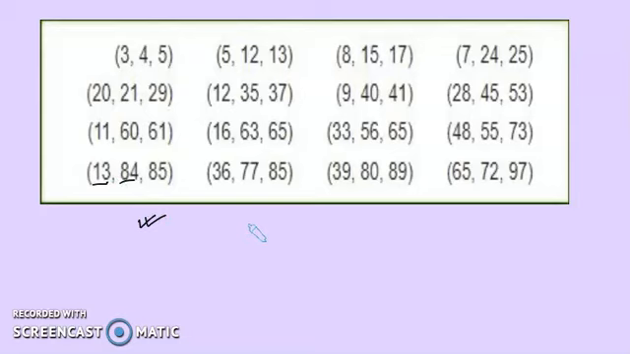Suppose you have a right angle triangle whose one side is 13, other side is 84, and third side will be 85, and this will be a right angle triangle, because these are Pythagorean triples. Hope what I intended to explain is clear to you.